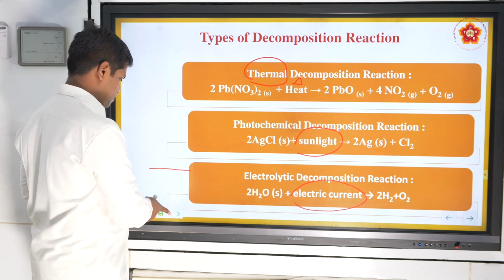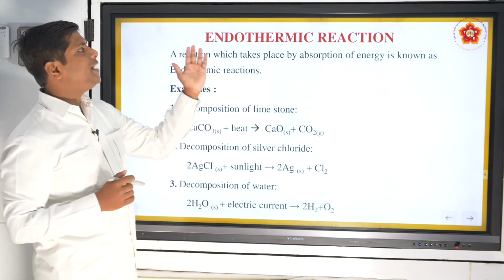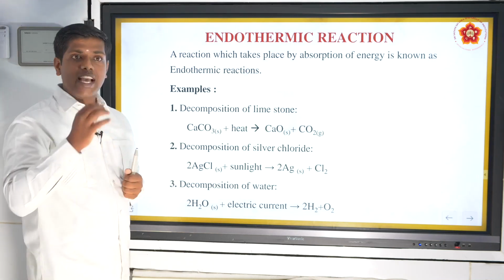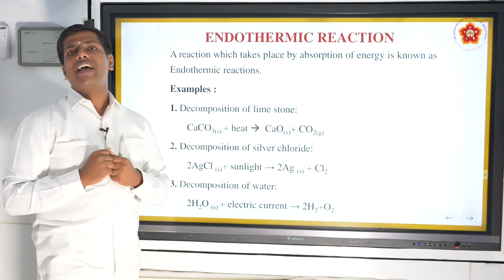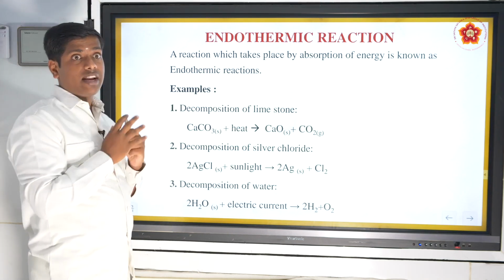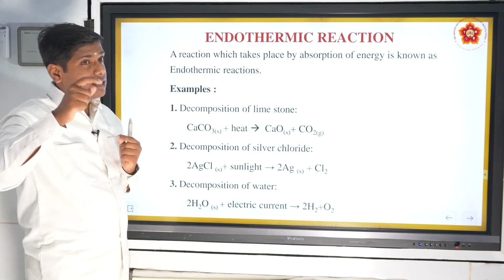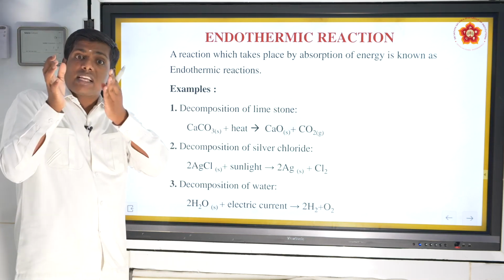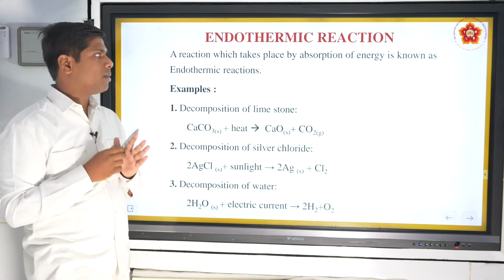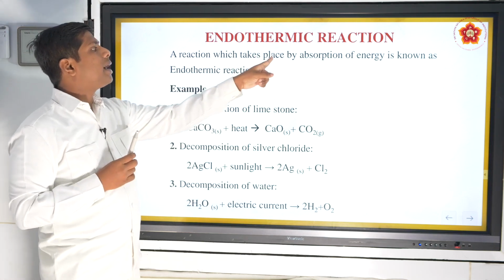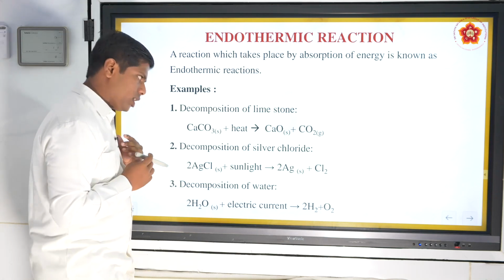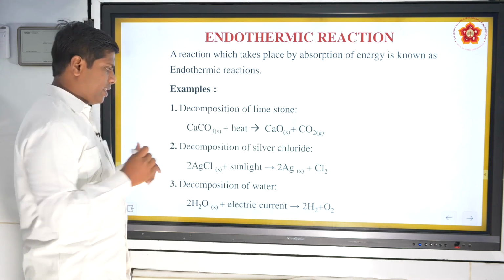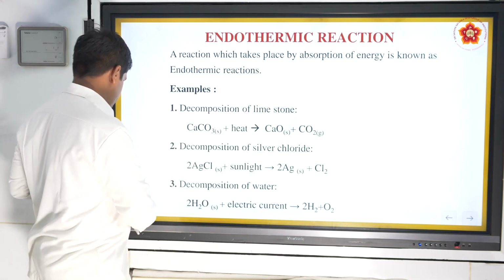Next, endothermic reaction. Simple. A reaction which takes place by the absorption of energy. In the last slide we discussed reactions that take place in the presence of heat, sunlight, or electricity, which means the reaction absorbs some energy. A reaction that takes place by the absorption of energy is known as endothermic. Good. That is decomposition of limestone, decomposition of silver chloride. This is also one of the important ones.